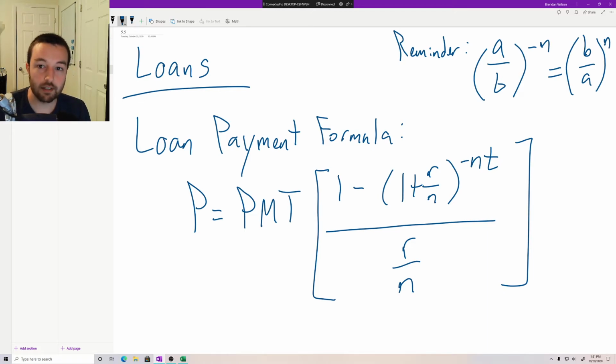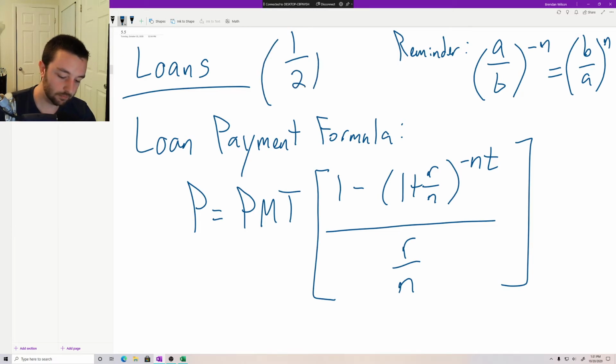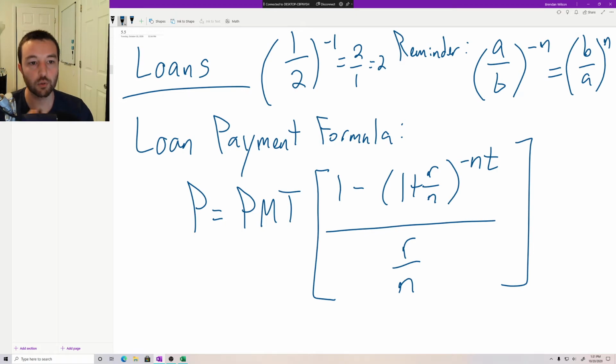In other words, the negative exponent flips the fraction. Okay, it makes you take the reciprocal. So, for example, 1/2 to the negative 1 power is going to be 2 over 1, which is just 2. So it's just flipping the top and bottom of the fraction. The exponent part would just be as normal.